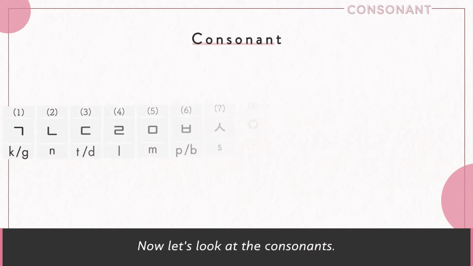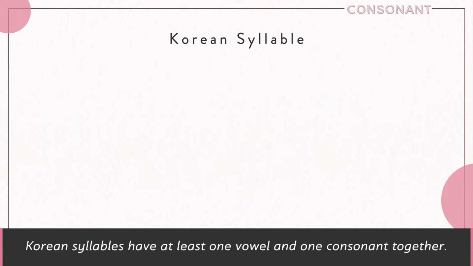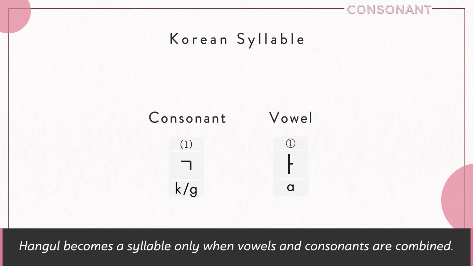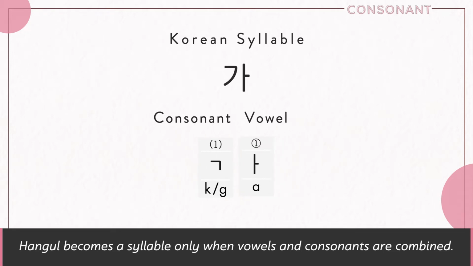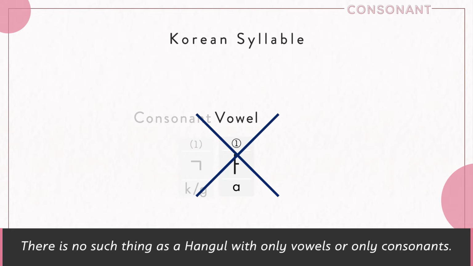Now, let's look at the consonants. As we explained earlier, there are 14 consonants. Korean syllables have at least one vowel and one consonant together. Hangul becomes a syllable only when vowels and consonants are combined. There is no such thing as a Hangul with only vowels or only consonants, so be careful.